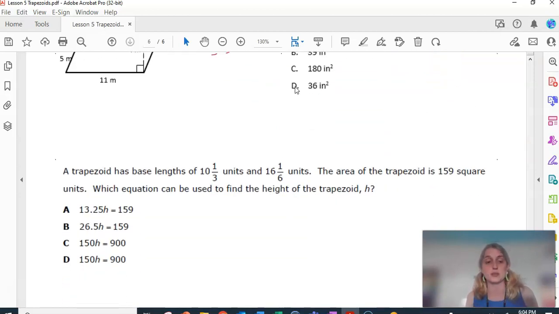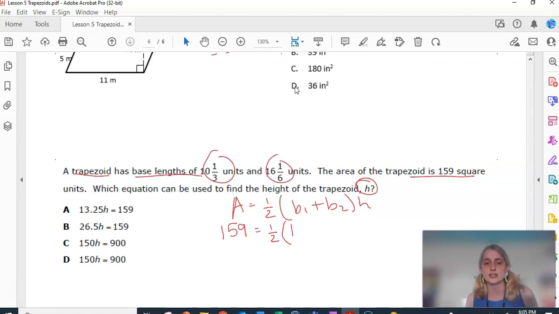This one is probably the hardest one here. A trapezoid, so we'll start with our area formula. Trapezoid area equals 1/2 base 1 plus base 2 times height. We don't know the height. We do know all the other components. So the area is 159. I'm going to replace my A with 159. Equals 1/2 of the bases. The base lengths are these two. 10 1/3 plus 16 1/6 times H.